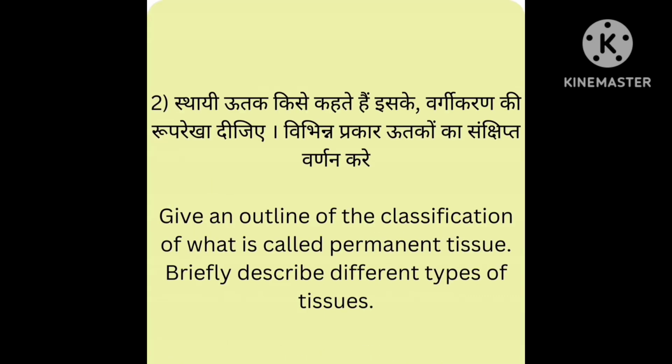Your second long question is स्थायी ऊतक किसे कहते हैं, इसके वर्गीकरण की रूपरेखा दीजिए, विभिन्न प्रकार के ऊतकों का संक्षिप्त वर्णन करें. What is called permanent tissue? Give an outline of classification and briefly describe different types of tissue. So here we write about permanent tissue and classify it into parenchyma, collenchyma and sclerenchyma. And in complex permanent tissue, there is xylem and phloem, so you can write about that as well. You can make a chart also to explain it well.